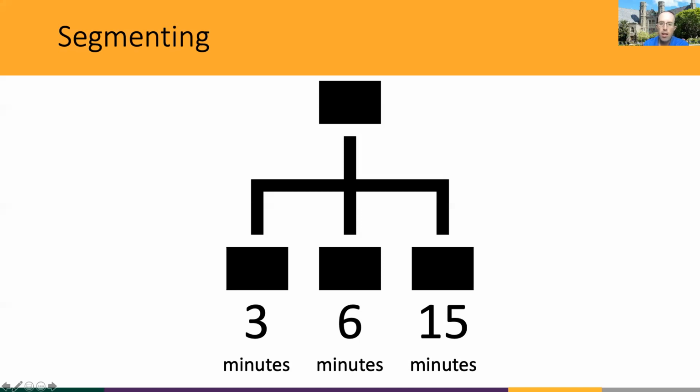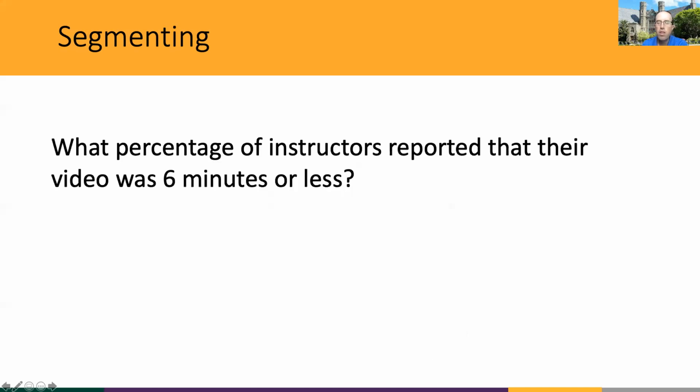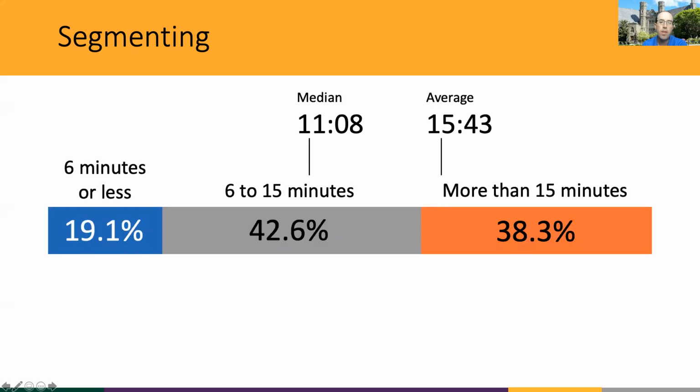So with all that in mind, how many faculty reported that their best video was 6 minutes or less? And here we go. It was only 19%. So clearly we collectively have some work to do in this area. As you can see, the average time is above the research recommended maximum of 15 minutes. However, the median is under. So I interpret this as most faculty are meeting the goal while some are really missing the mark.